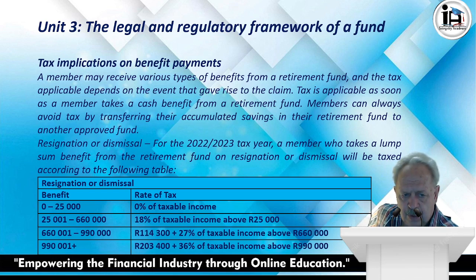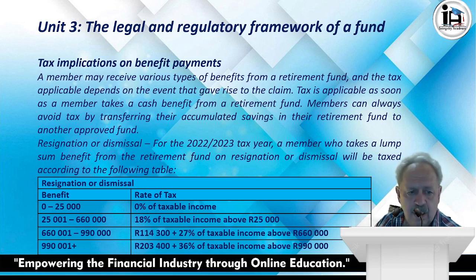From the 22-23 tax year, a member who takes a lump sum benefit from the retirement fund on resignation or dismissal will be taxed according to the following table. Now, this is the current table that's in place. We'll see if they're going to increase this, but currently it's still 25,000, which is tax-free. And then it works on a sliding scale, 25,001 to 660,000. So for any amount above that, let's say you've got 600,000, then you deduct the 25,000, and that amount is then taxed at 18%.